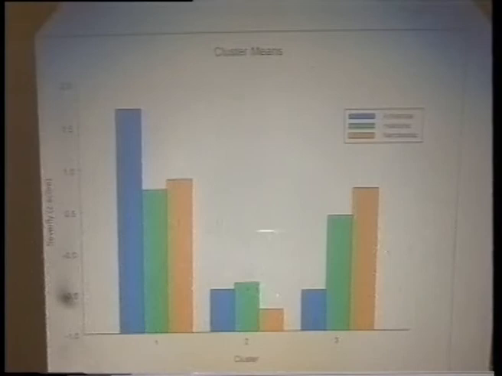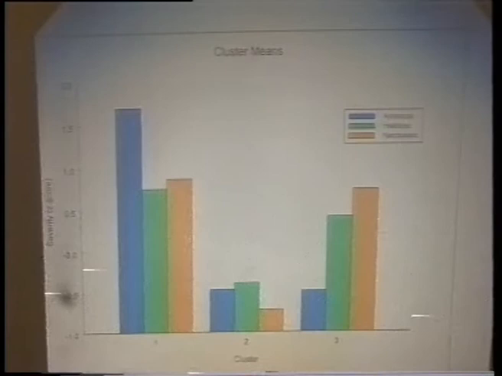Okay? And what you found are three clusters, or what we found. Cluster one are high in antisocial, high in narcissism, and high in histrionic. So these are the ones that are going to give you real trouble.